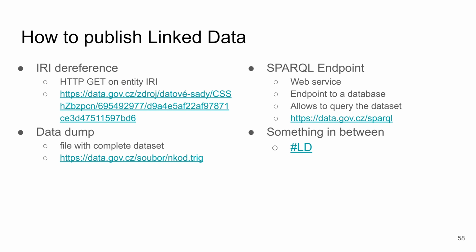This way, we can always get data about one entity, right? But if we want to, for instance, get data about all the entities in some data set, for instance, all the public contracts, we will probably need something called a data dump, which is one huge file containing all the data that we can download.